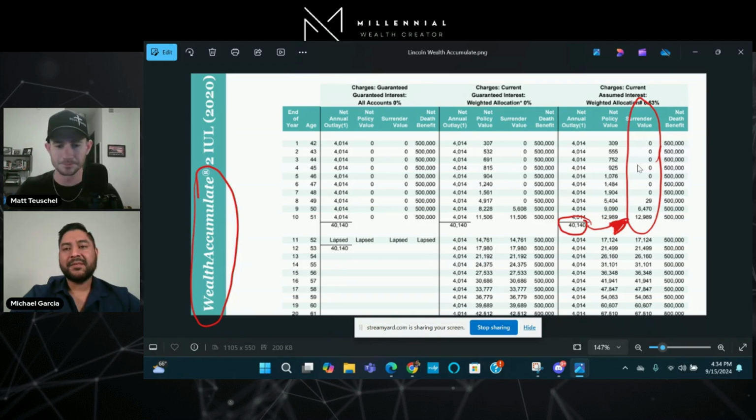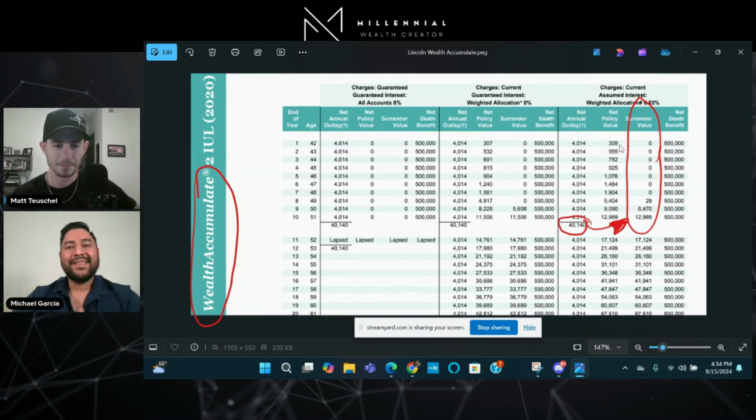I want you to see something else here, Matt. I want you to look at year one. Let's look at this. So you see the net annual outlay. It says $4,014. And then the net policy value is 309, right?